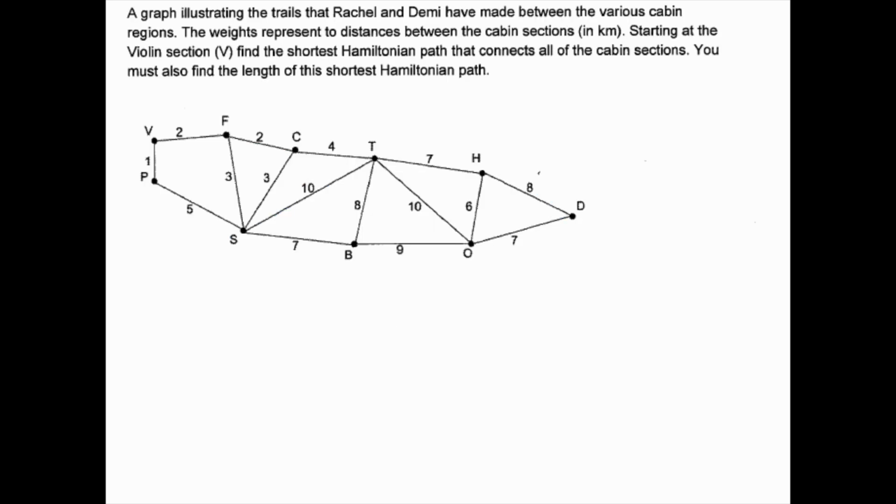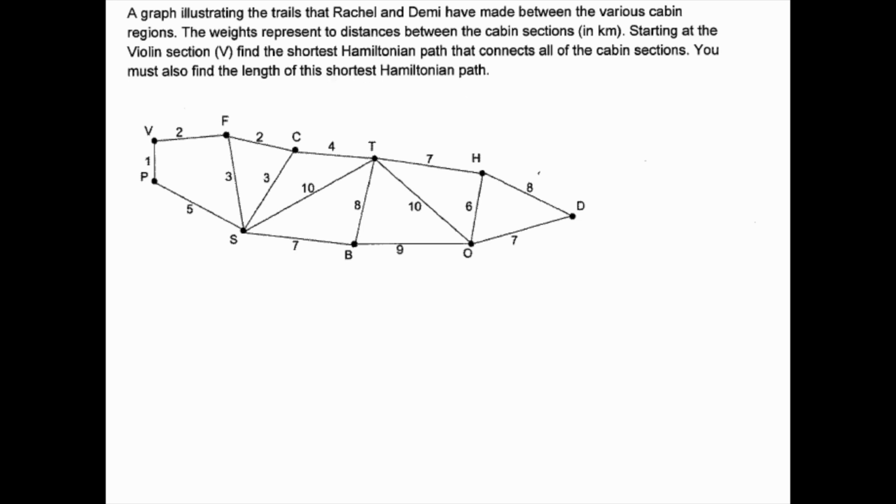The second part is a graph illustrating the trails that Rachel and Demi have made between various cabin regions. The weights represent the distances between the cabin sections in kilometers. Starting at the violin section, you must find the shortest Hamiltonian path that connects all the cabin sections. You must also find the length of this shortest Hamiltonian path.